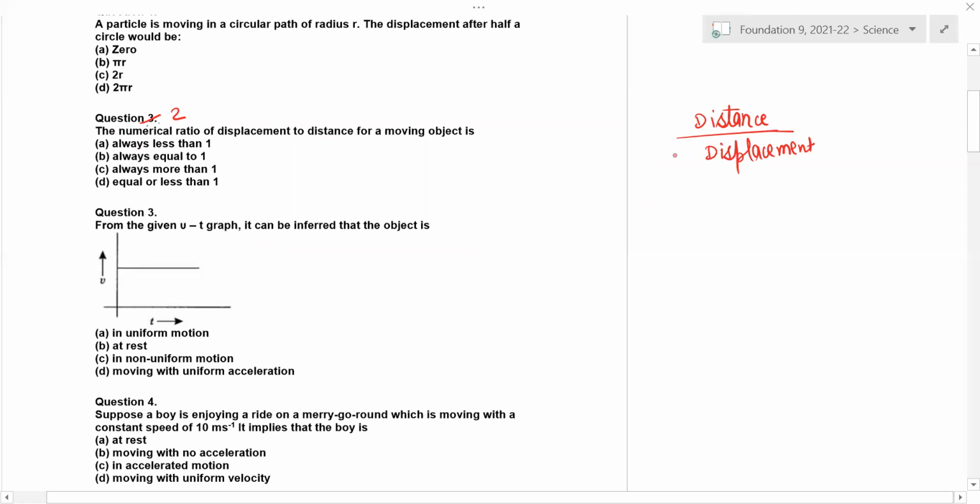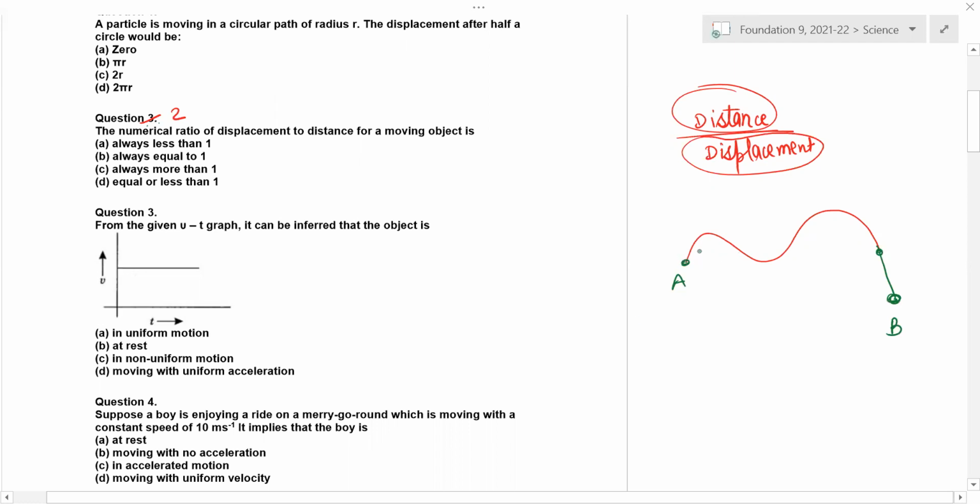I think you all are aware what is the meaning of distance, what is the meaning of displacement. Even new students, please understand, distance is nothing but total path length. For example, any object moves like this. Suppose this is point A, this is point B. Let me make point B a little downside.